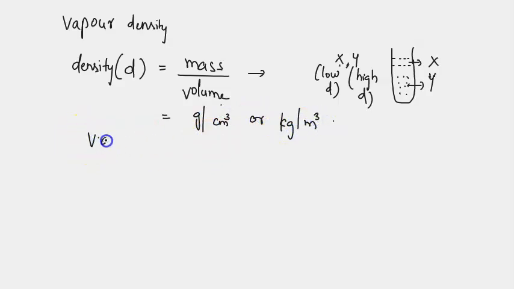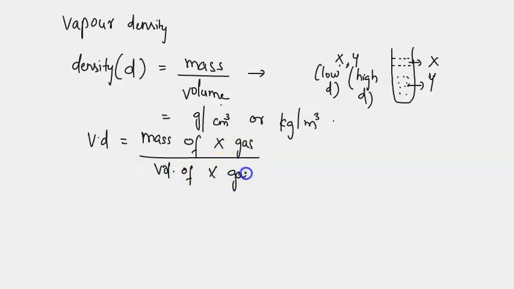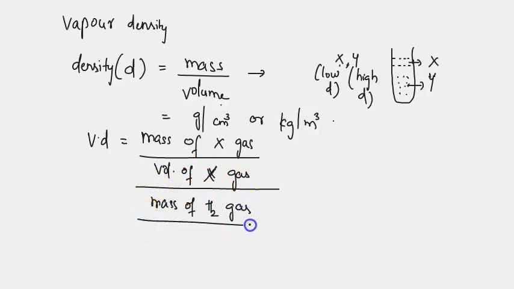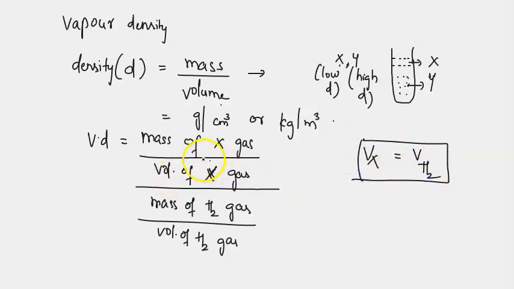Now if we look at the vapor density, Vd is related with the mass of any X gas, mass of an X gas by the volume of the same X gas, by mass of hydrogen gas by volume of hydrogen gas. Here volume of the X gas is taken equal to the volume of the hydrogen gas. So these two are going to be same.